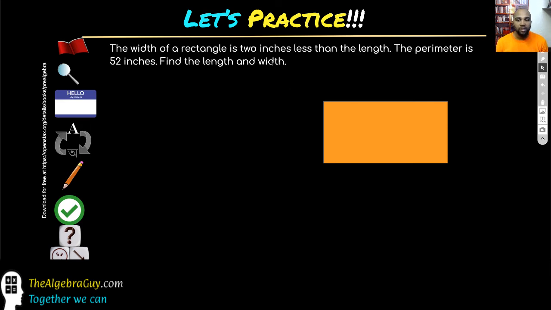All right, the width of a rectangle is 2 inches less than the length. The perimeter is 52 inches. So here's the problem. It takes a little bit more thinking or work. First, we already read it. We identified what we're looking for. We want the length and the width.